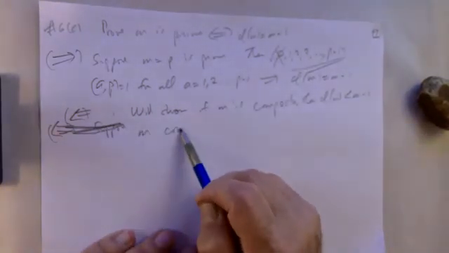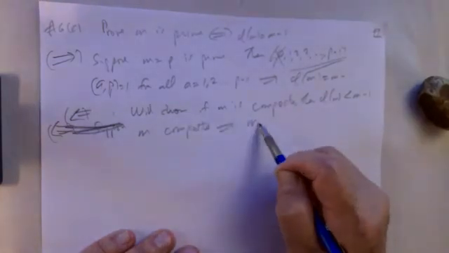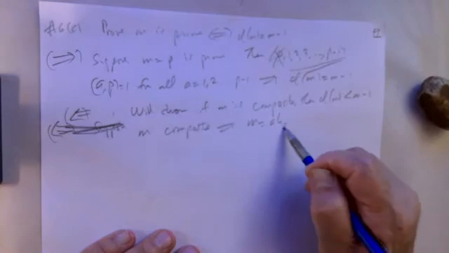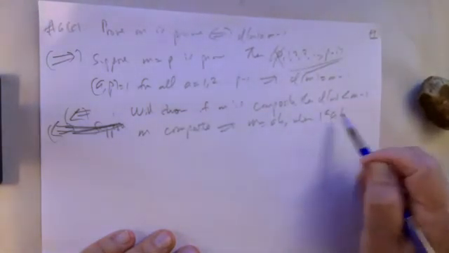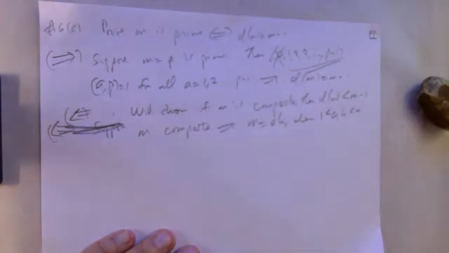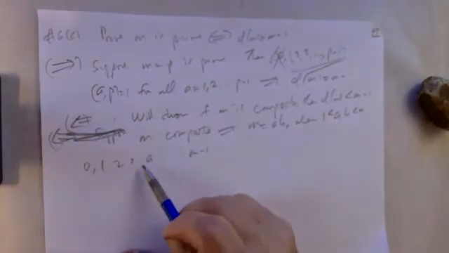And if M is composite, that means you can write M as A times B, where A and B are strictly between 1 and M. So if I look at the numbers 1, 2, 3, up to M minus 1 and 0, and A is in there somewhere, I cross out all the numbers which have a factor common with M that's bigger than 1.